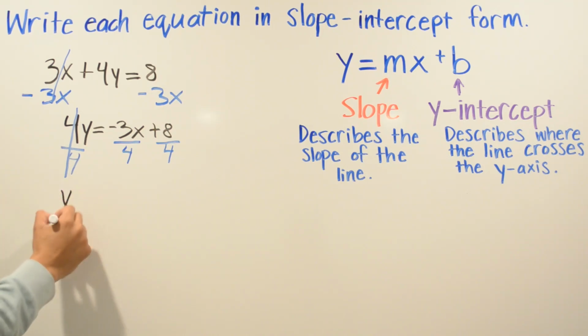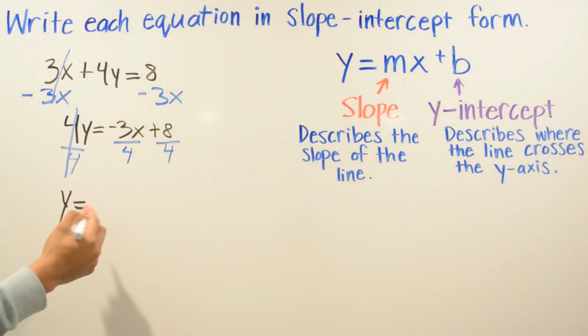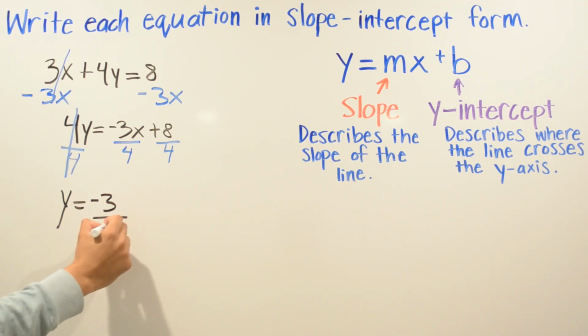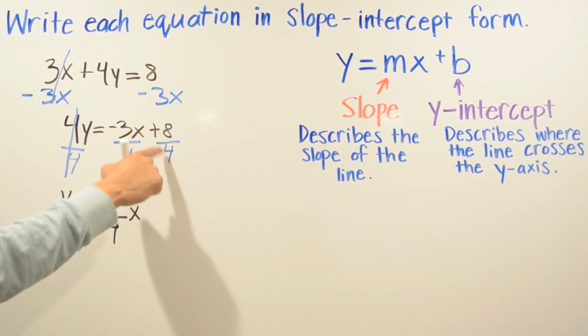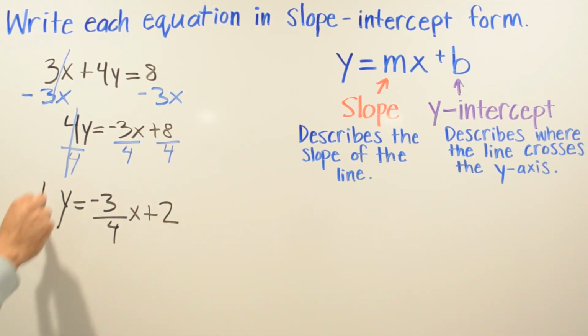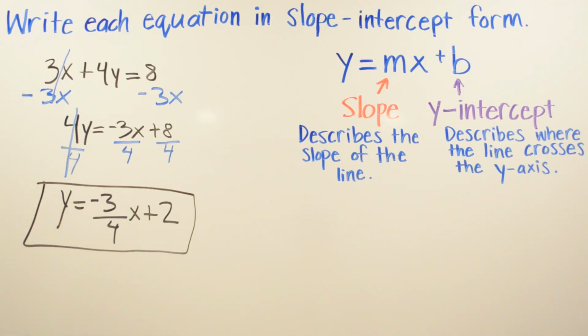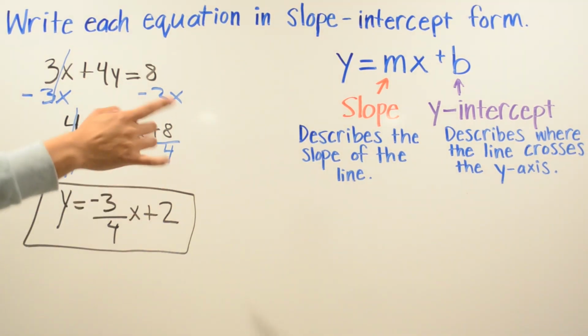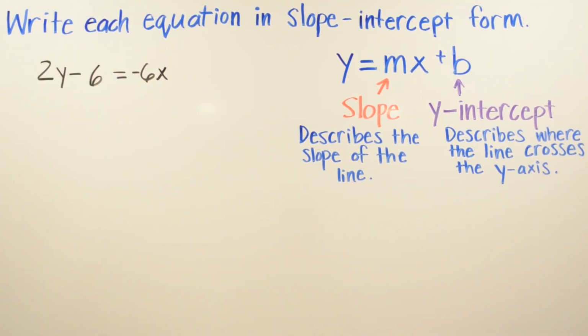So y equals, you cannot simplify this, so you're just going to leave it the same, 3 over 4 x. You could simplify this, so 4 goes into 8 2 times. So we go ahead and have our slope-intercept form here, which is y equals negative 3 over 4 x plus 2. So in this case, negative 3 over 4 is going to be our slope, and our 2 is going to be our y-intercept.